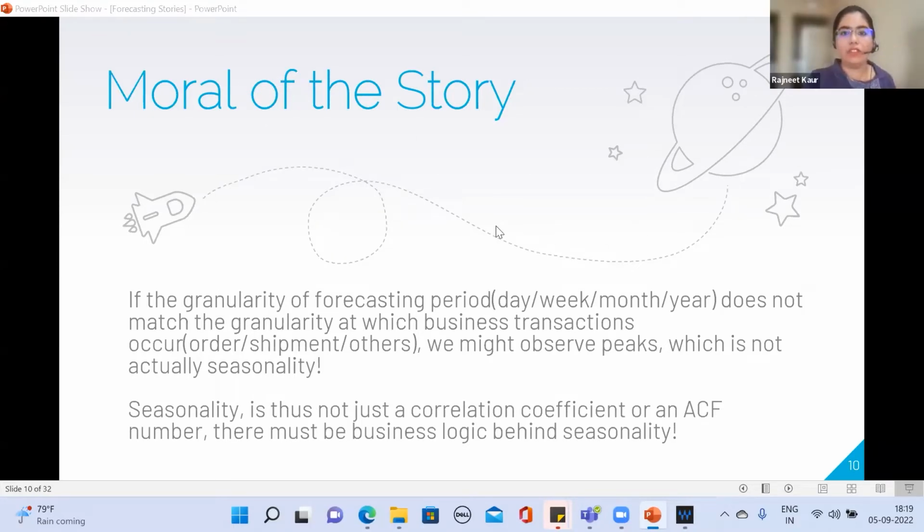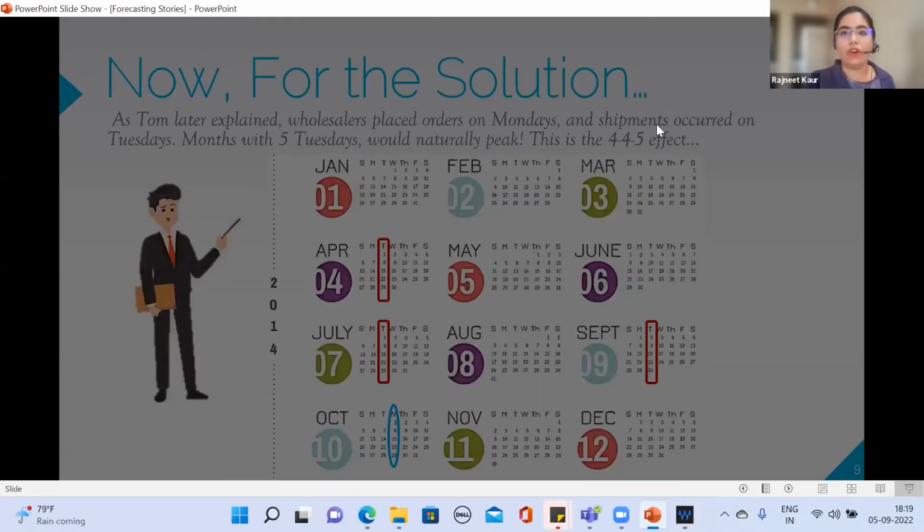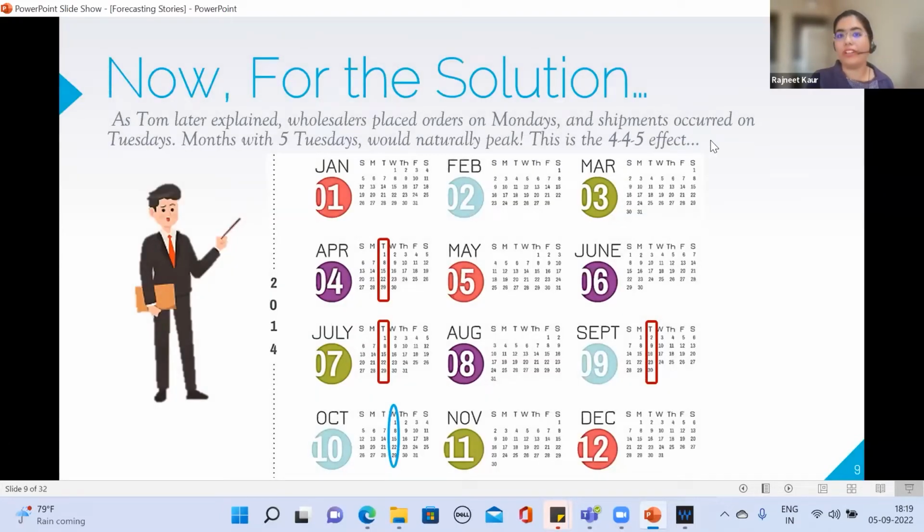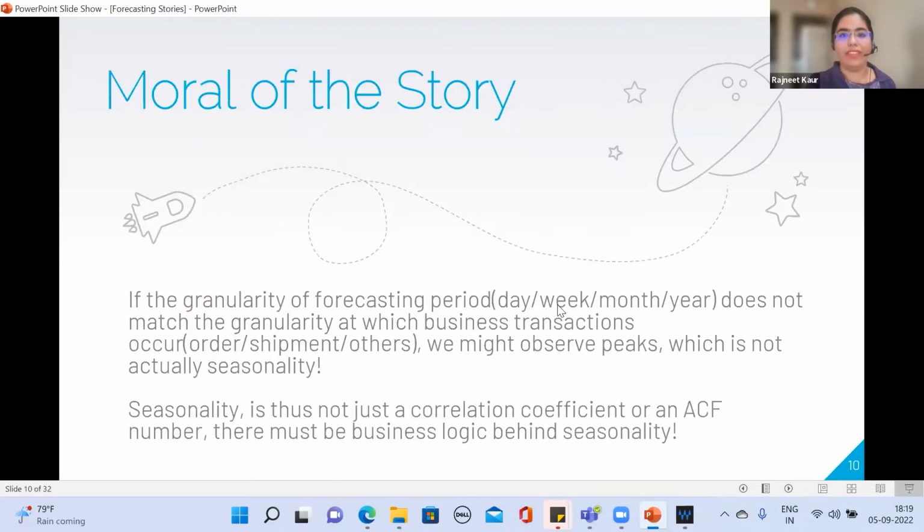Yes, this specifically was called the 4-4-5 effect. It was not seasonality. Let's say we are taking Tuesday as the day of the week. There will be 4 Tuesdays, then 4 Tuesdays, and in the third month, there will be 5 Tuesdays. More or less, every third month will have that extra day of the week. Any other questions?